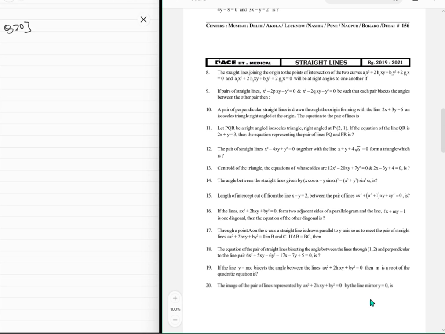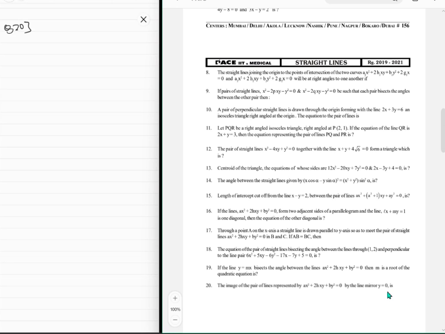The image of the, what does it mean? The image of the pair of lines represented by this equation is by the line mirror y equal to 0. Okay. No, this by the line thing is okay. You should remove the line, and then it would be correct. The image of the pair of lines represented by this equation by the mirror y equal to 0. Right. Okay. No big deal. So it's just y equal to 0.